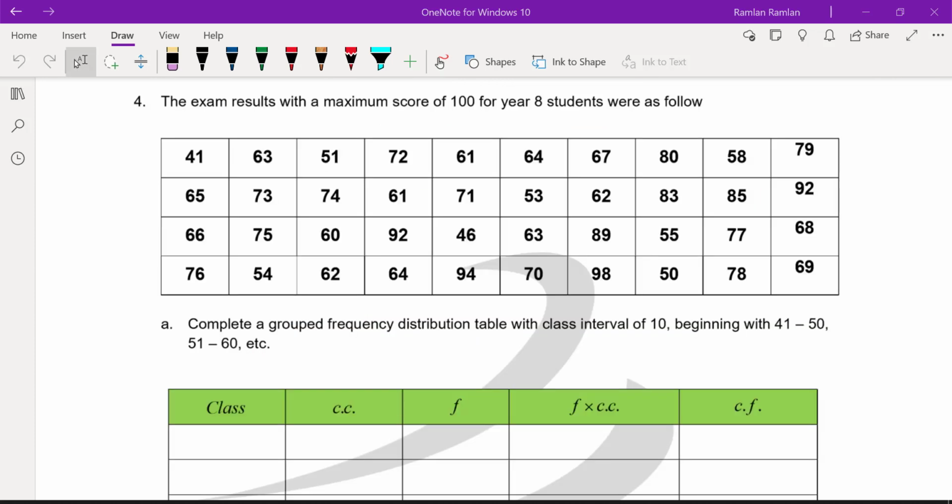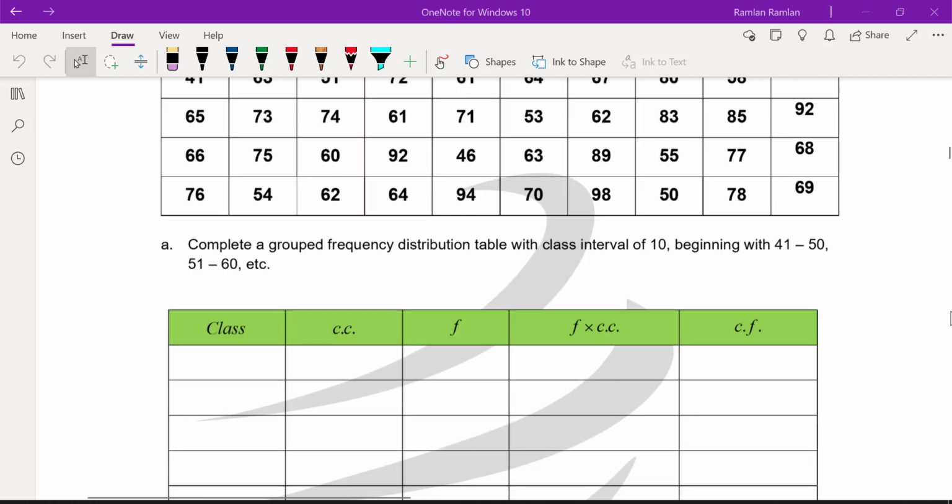Okay, so for number 4, the exam results with a maximum score of 100 for year 8 students were as follows. The first question is to complete a grouped frequency distribution table with a class interval of 10, beginning with 41 to 50, 51 to 60, and so on. You can do it like this, because it has been determined that you need to make an interval of 10, in which the first class is this one, the second class is this one, and so on. So you can just put all of this over here.